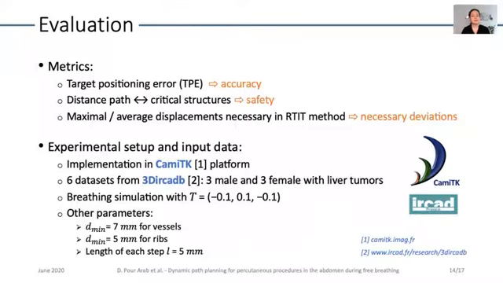We defined different metrics to measure the performance of our method and compare it with the reference. The target positioning error helps us to evaluate the targeting accuracy. The distance between the actual path and the critical structures helps us evaluate the trajectory's safety. We also measured the maximal and average displacements that had to be performed during the RTIT method to quantify the degree of correction that had to be applied. These methods were implemented within the IPCAI platform and tested on 6 pre-segmented 3D models from the 3D IRCAD-B database.